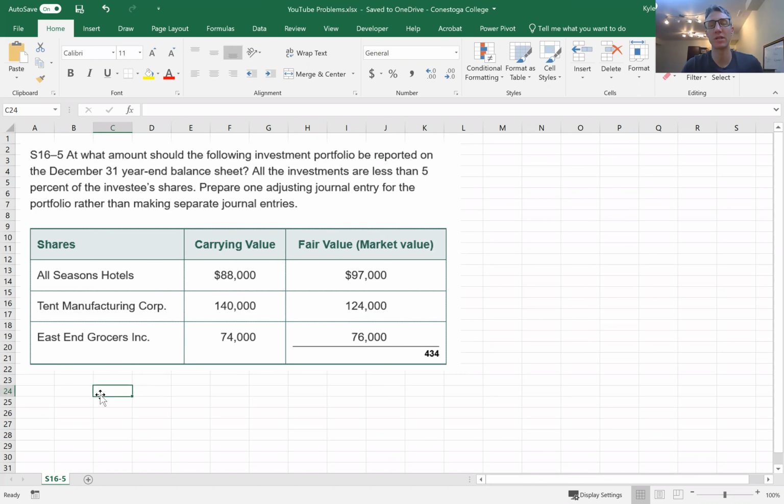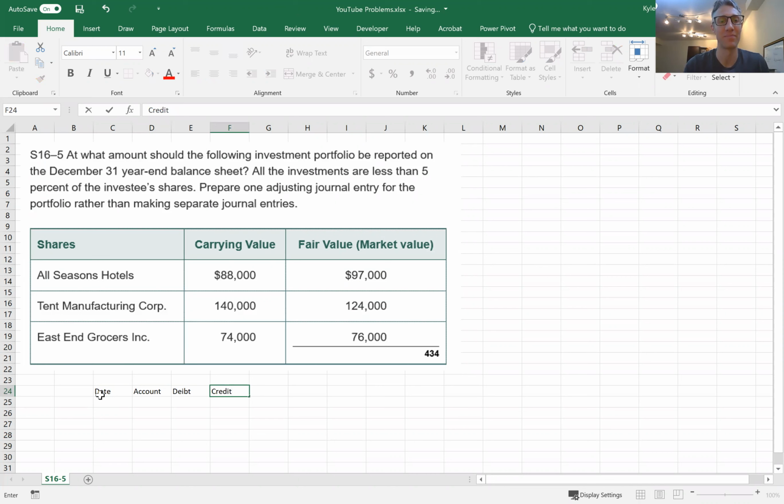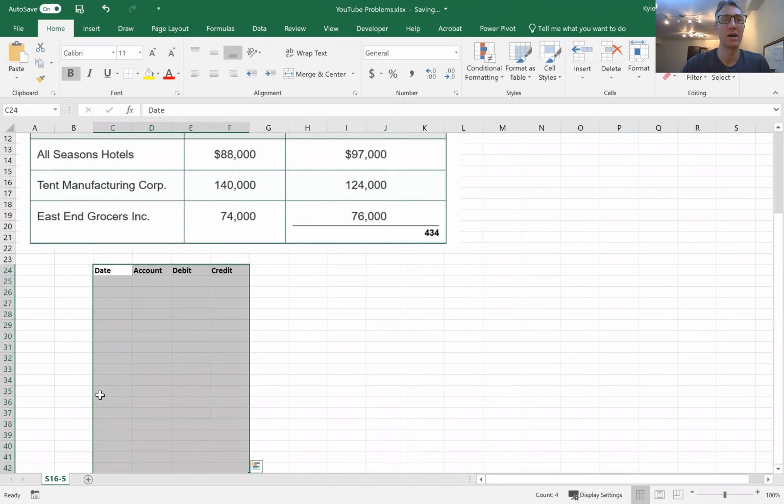Okay, so we have to make a journal entry, so I should have a journal entry template ready to go for us. Allow me a moment to do this, and I spelled debit incorrectly. That's my bad. Let me fix that. Debit, credit, there we go. So I've got a journal entry template ready to go, and let's look at the problem.